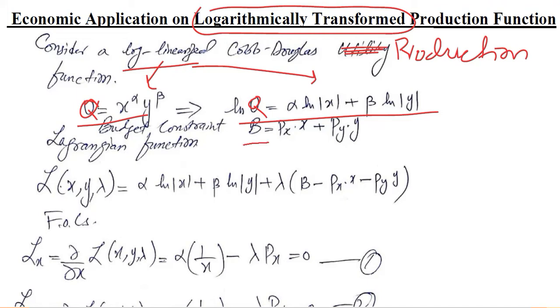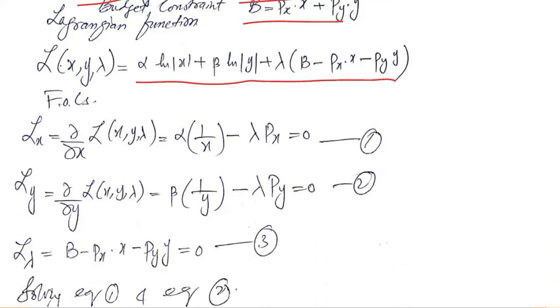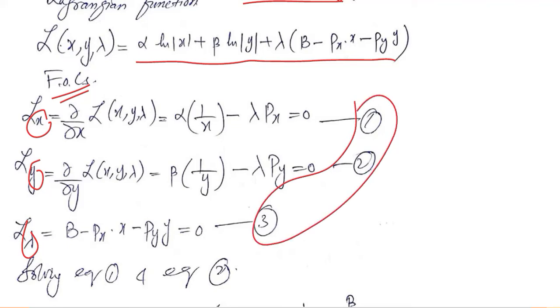Once we do this, we have a budget constraint as well, and using both of these we can get the Lagrangian function. And once we have the Lagrangian function, we can take the first order derivative with respect to x, y and lambda, which will give us the three first order conditions. So we have found these three first order conditions, out of which the first two can be chosen for finding the value of lambda, and then we have this budget constraint.